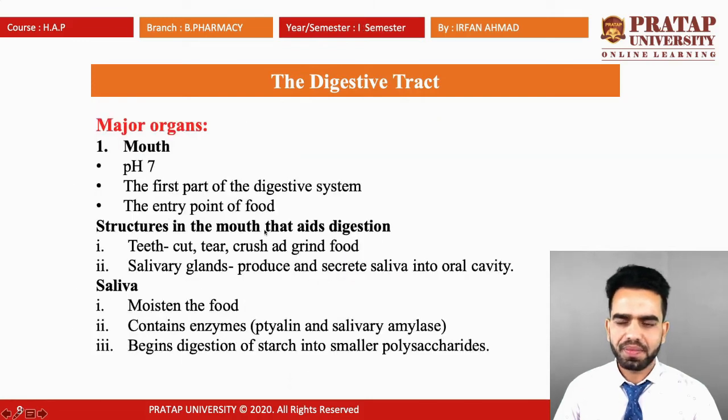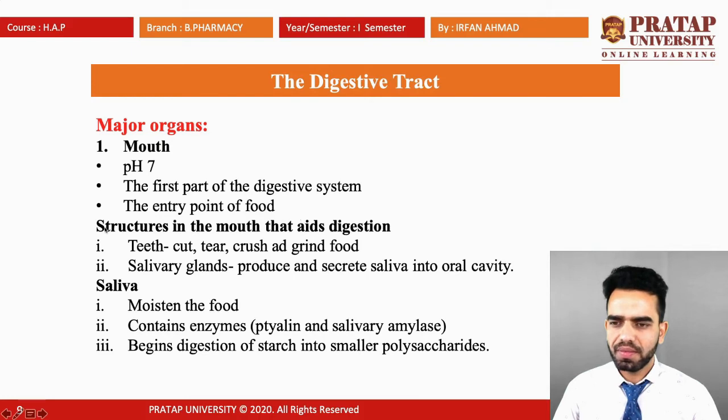Next, now we will go from the starting, that is major organs of the digestive system. The first major organ of the digestive system is the mouth. In the mouth there is saliva, and due to that the pH of the mouth will be 7. It is the first part of our digestive system, the entry point of the food.